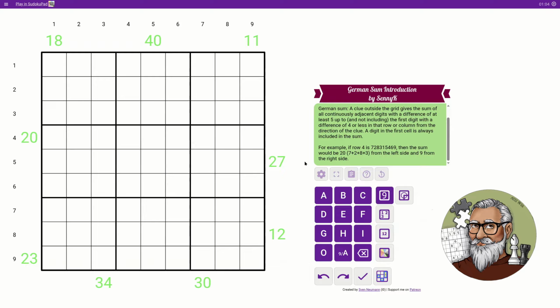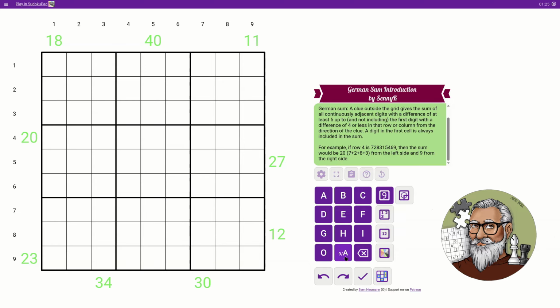For example, if row 4 is 728315469, then the sum would be 20. 7 plus 2 plus 8 plus 3, and we stop at the first one that's less than 5. From the left side, and 9 from the right side. Right, because 9 to 6 is already 3.